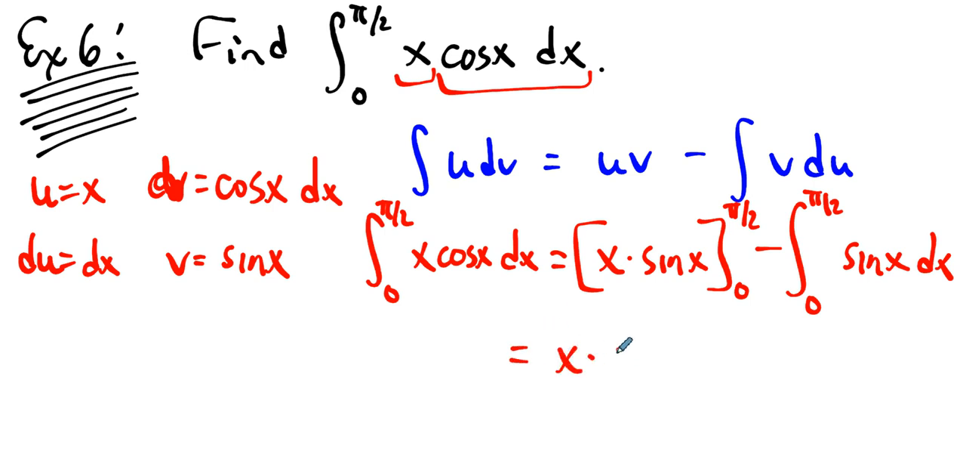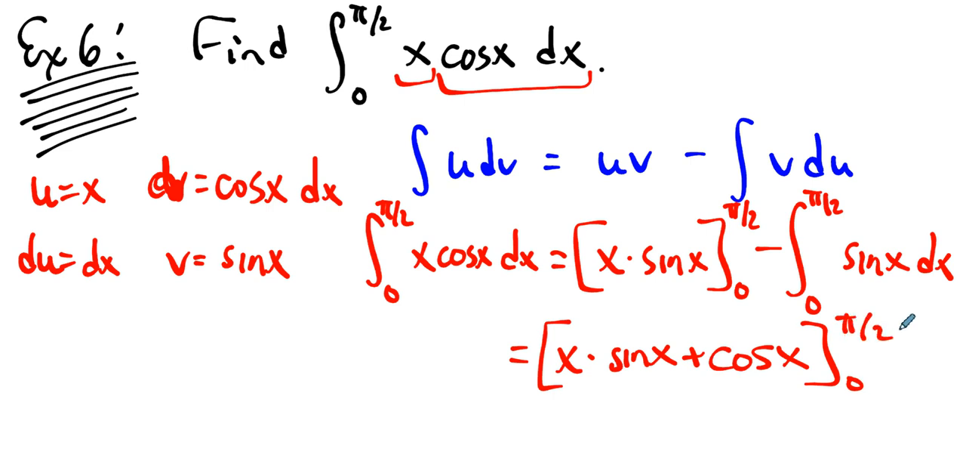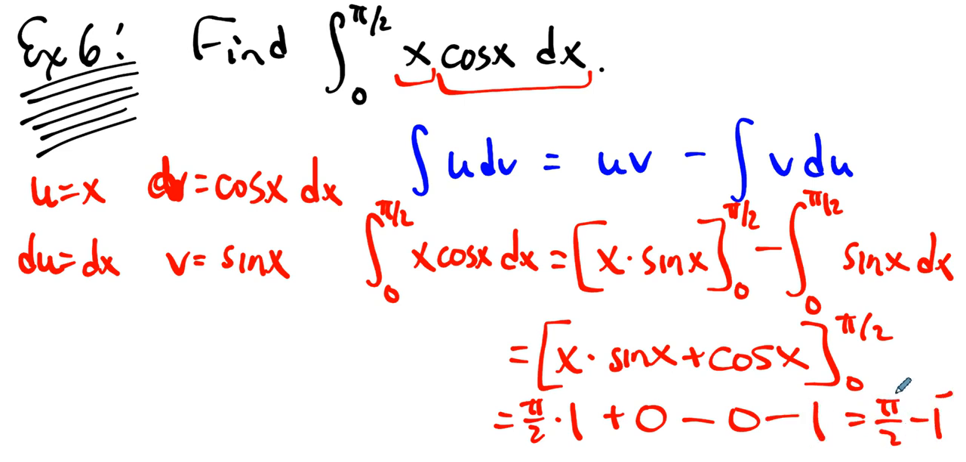So just bringing everybody all together, what's the antiderivative here? That's a plus cosine x. And we evaluate between 0 and pi over 2. Substitute the pi over 2, substitute the 0, and you get pi over 2 minus 1. Definite integrals work the same as indefinite integrals. We just remember, as we do with the fundamental theorem of calculus, to substitute, substitute, and subtract.